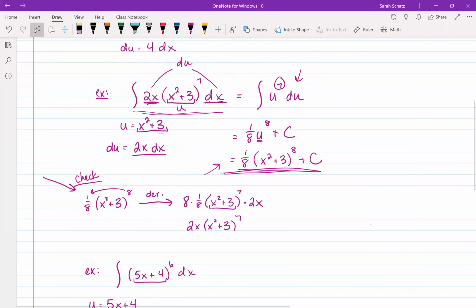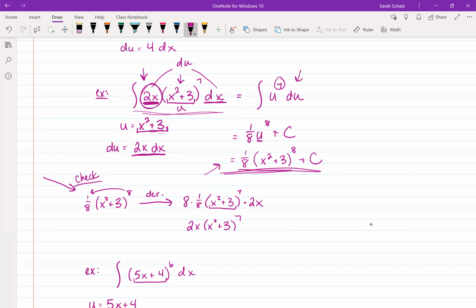Notice in this problem, I'm moving up a little bit. Our u, we picked that out and it was x squared plus 3. My du was 2x, and that was present in my antiderivative. But sometimes people get in the habit of picking out u and then picking out du from the original problem. It worked before because 2x must be the du, and look, it is the du. But you can't always find du in your problem.